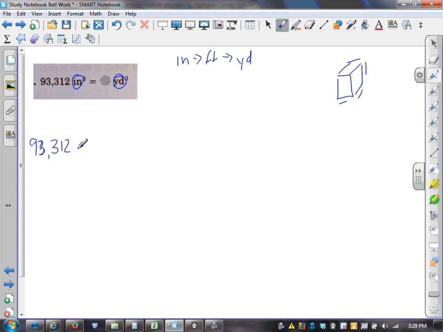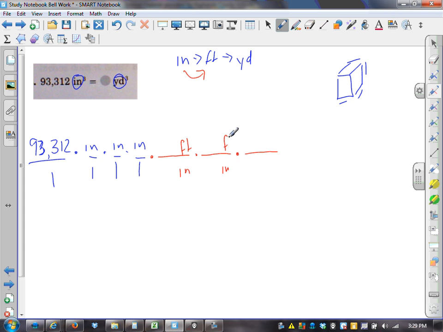We could say 93,312 times inches times inches times inches, and put all of these over 1. Make fractions. All right. We need to change our inches to feet first, and we can take each of these and move it to the bottom. I like just doing it all at once right here, and I don't have to do it one at a time. Inches are on top, they go to the bottom. We want feet, so inches, feet, inches, feet. 12 inches, 1 foot.